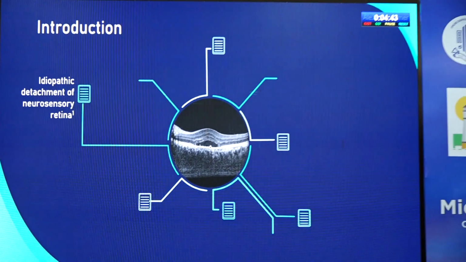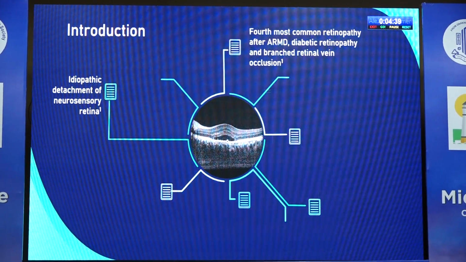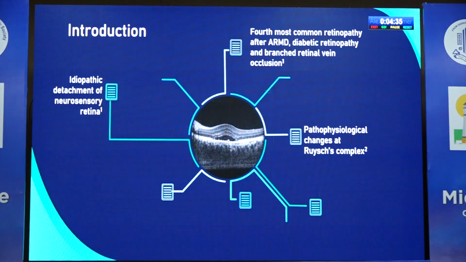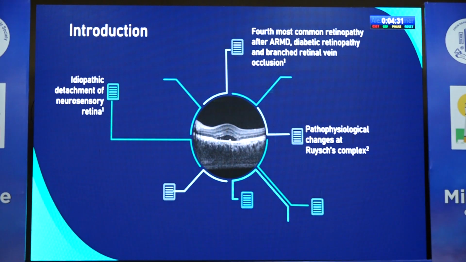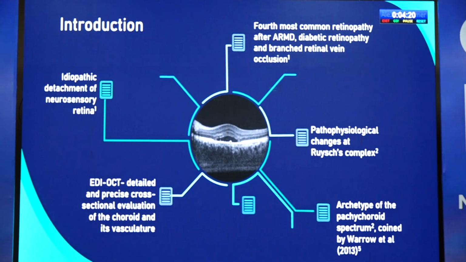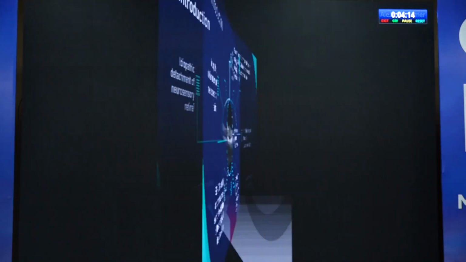CSR is an idiopathic detachment of the neurosensory retina. It is the fourth most common retinopathy after ARMD, diabetic retinopathy, and BRVO. It occurs because of pathophysiological changes at the Ruysch's complex, which is RPE, Bruch's membrane, and choriocapillaris, and Haller's layer. CSR is the archetype of the pachychoroid spectrum. The term was coined by Warrow et al. in 2013. And EDI-OCT enables a detailed cross-sectional evaluation of the choroid and its vasculature.